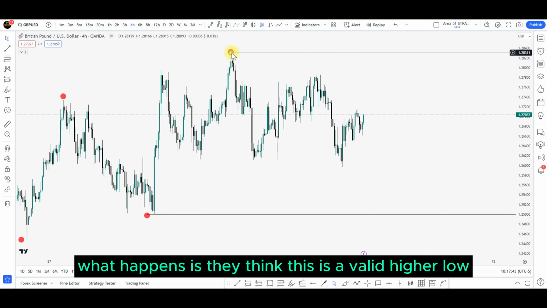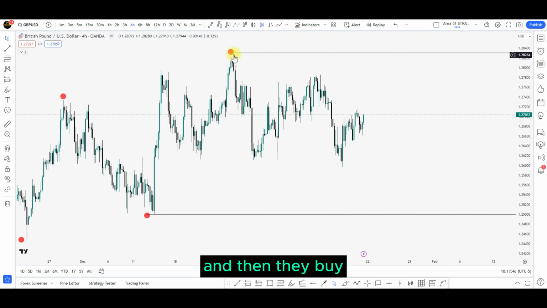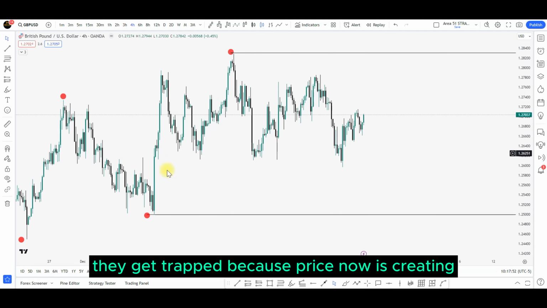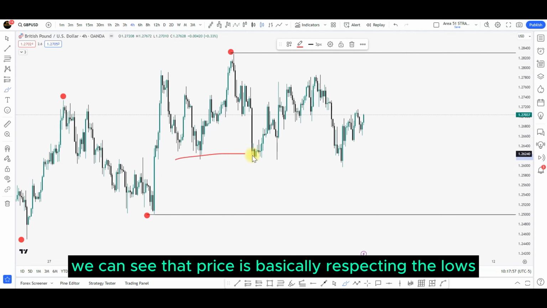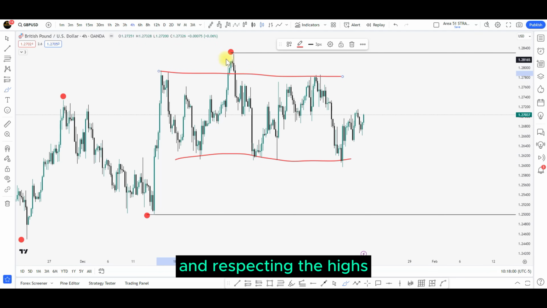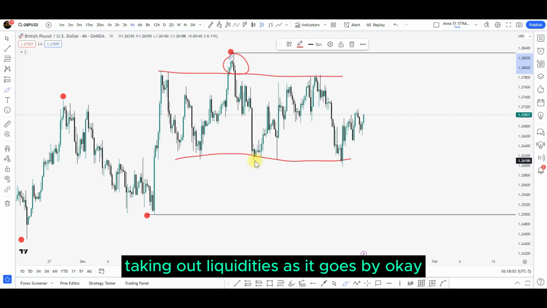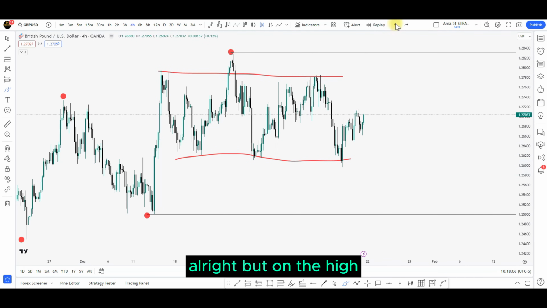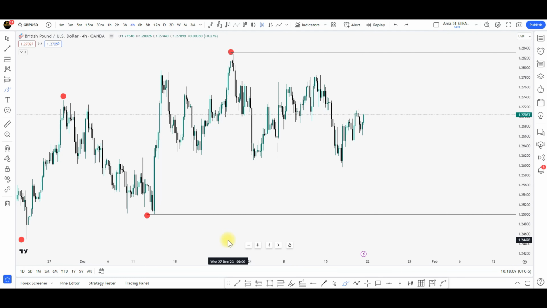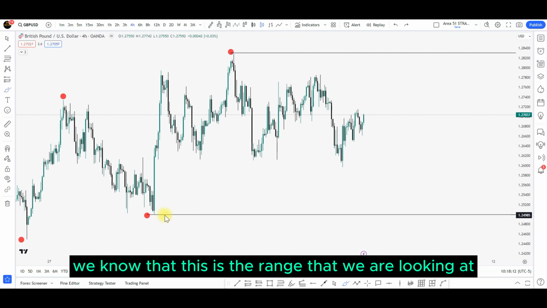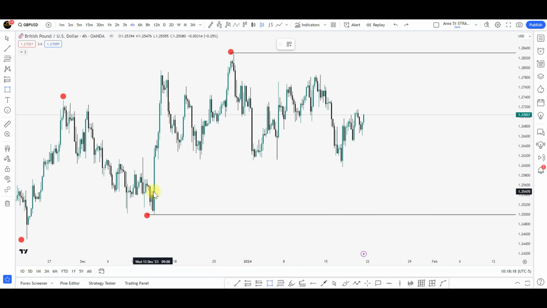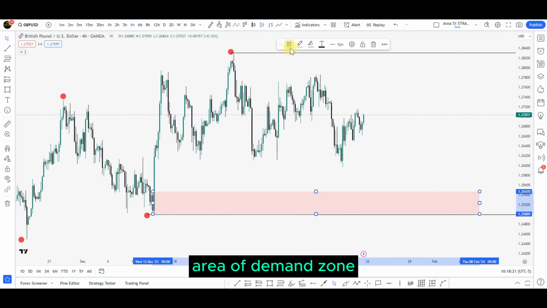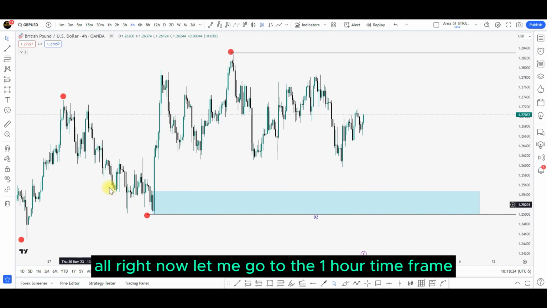But a lot of traders think this is a valid higher low, and then they buy, and then they get trapped because price now is creating a sideways momentum. We can see that price is basically respecting the lows and respecting the highs, taking out liquidities as it goes by. Okay, all right. But based on the higher time frame information, we know that this is the range that we are looking at, this low and then this high. So now I'm going to go ahead and mark my area of demand zone. All right.